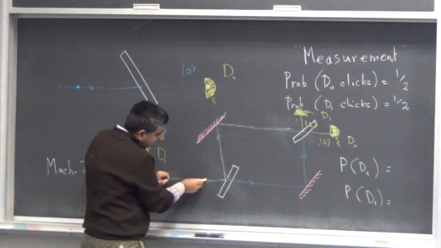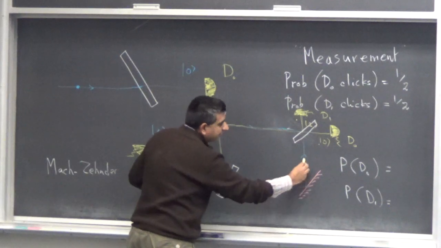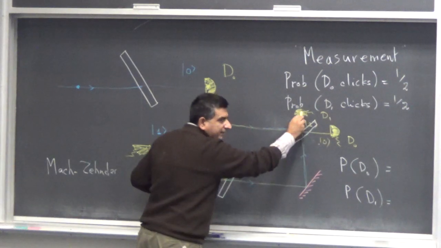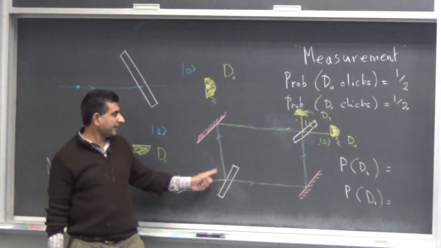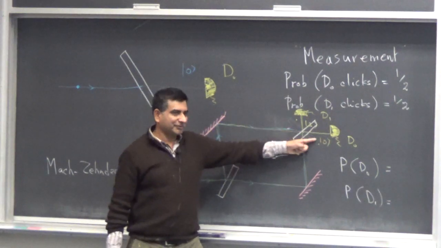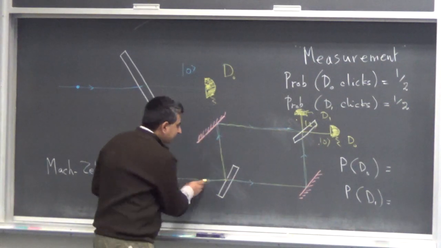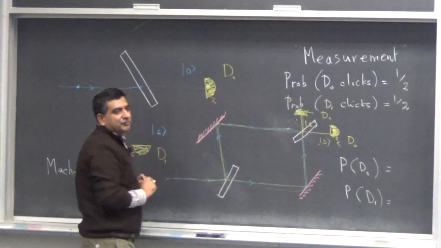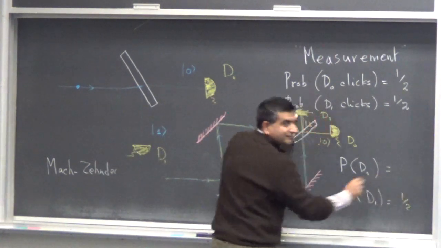Suppose the photon takes the other route. So instead of being reflected here, it's transmitted here. So it's transmitted, it's reflected from this mirror. Here again, there's a 50% probability that it's transmitted and a 50% probability that it's reflected. So here there is a probability of 1/2 that the photon can take this route or this route. So this route has a probability 1/4. This route has a probability 1/4. So the two 1/4s add to give a probability of 1/2 here.